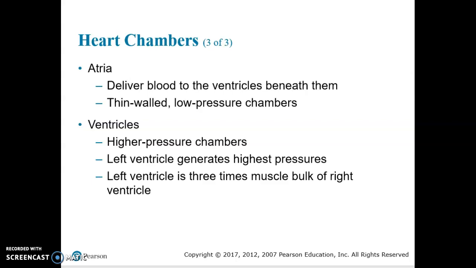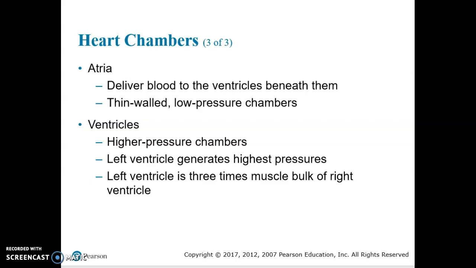The blood's flowing down to the ventricles, so gravity is on its side. It doesn't have to pump as hard to get blood down to those ventricles. But as the blood goes into those ventricles and moves forward, the right ventricle has to push it up to the lungs and the left ventricle has to push it up and out to the body. So it's meeting more resistance. That's why it's a higher pressure chamber and the septum muscle thickness is thicker.